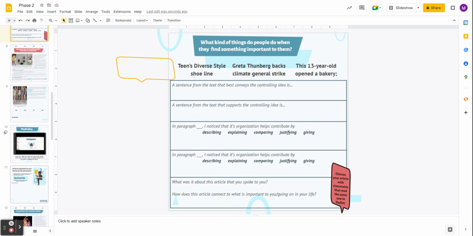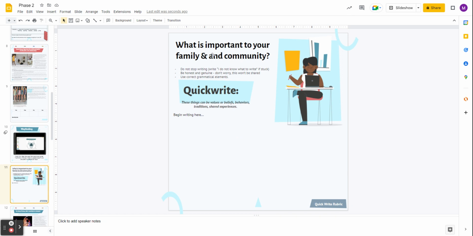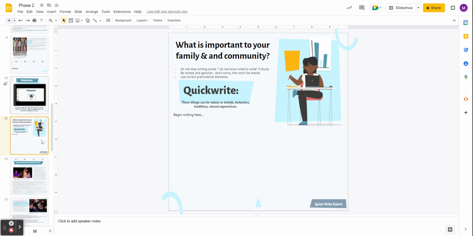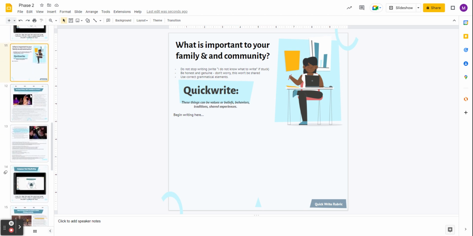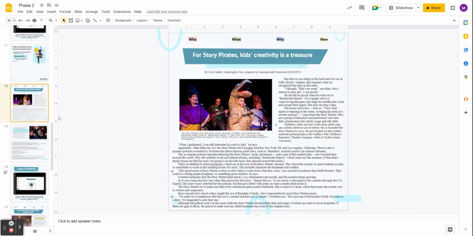We're going to have a quick write where you're going to explain what is important to your family and your community. What are those values? And if you're not sure, you start with thinking about the values that are important to you because you are a member of your family and your community.